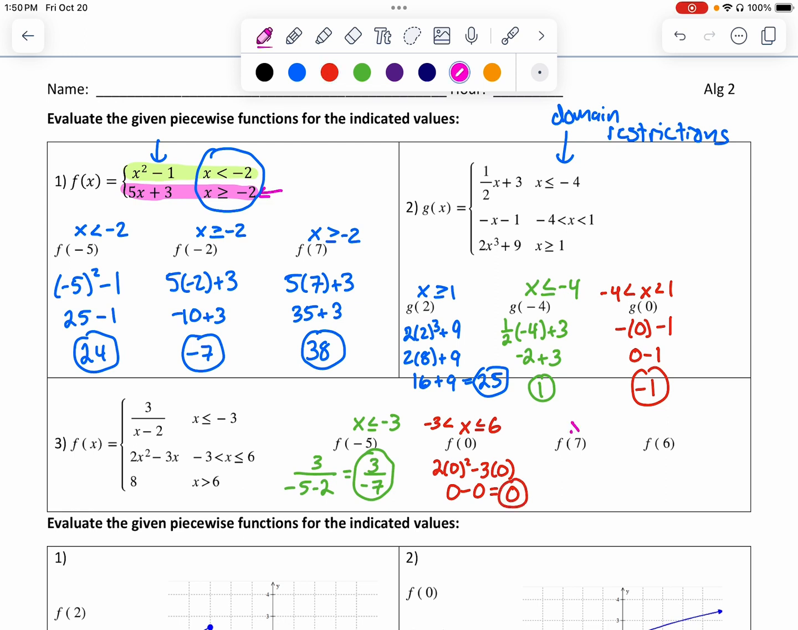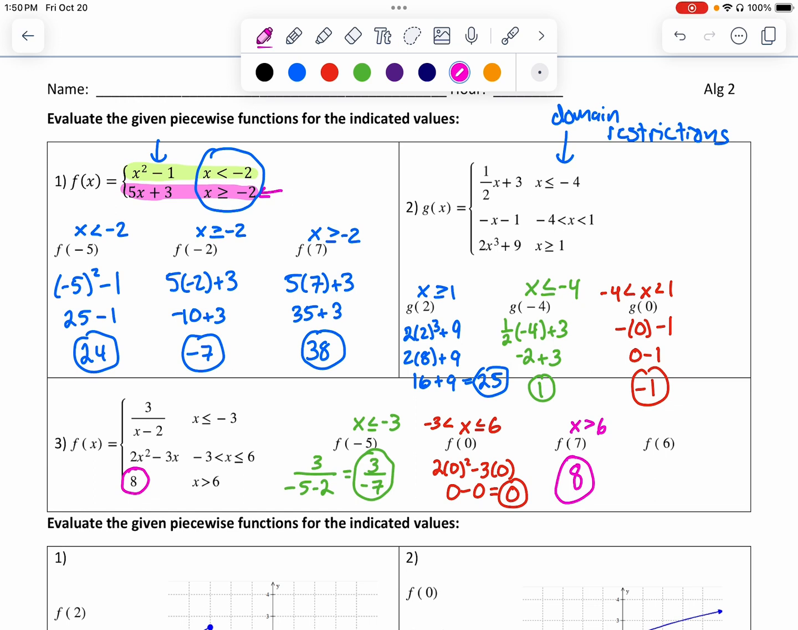Then we've got x is 7. So 7 is greater than 6, so I'm going to plug it into the last one. Notice for the last one, this 8 doesn't even have an x. So if there's no x, that is simply the solution. So if it just gives you a number, that's it. That's all you got to do.